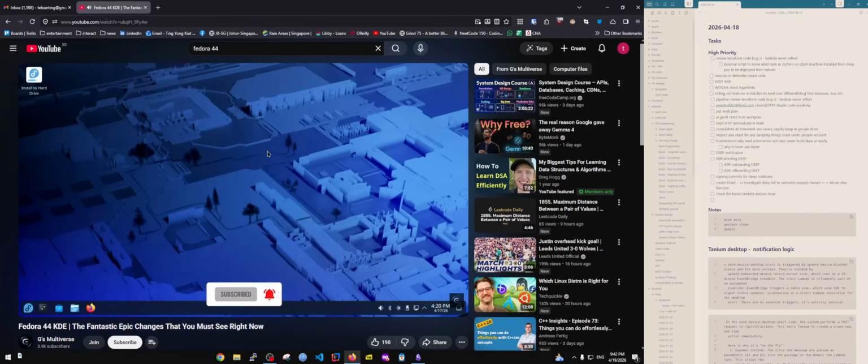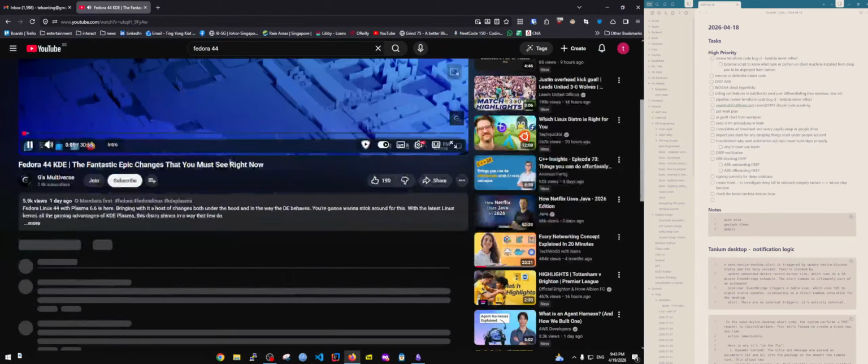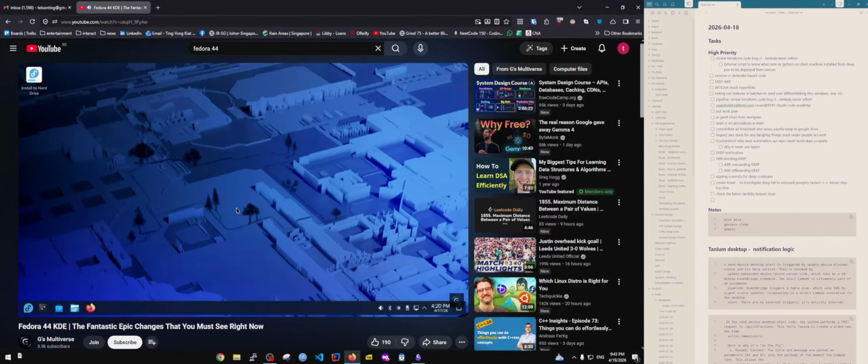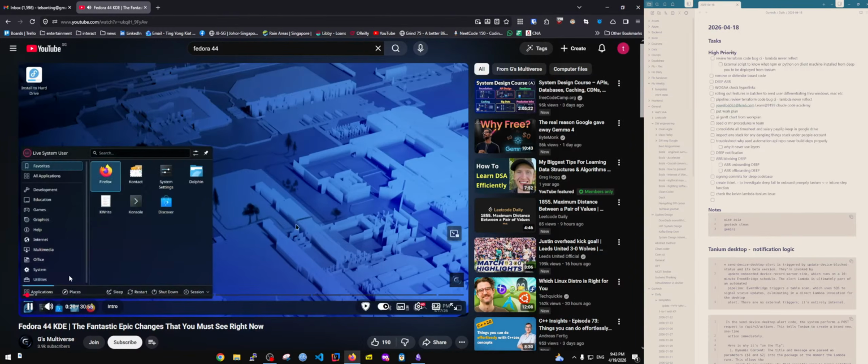Today with us we have the one and only, the almighty Fedora Linux 44 KDE Plasma Edition. This is one of the better distributions that's out there. People claim that this is the best, and I tend to agree. KDE Plasma, man, this is an amazing desktop environment.